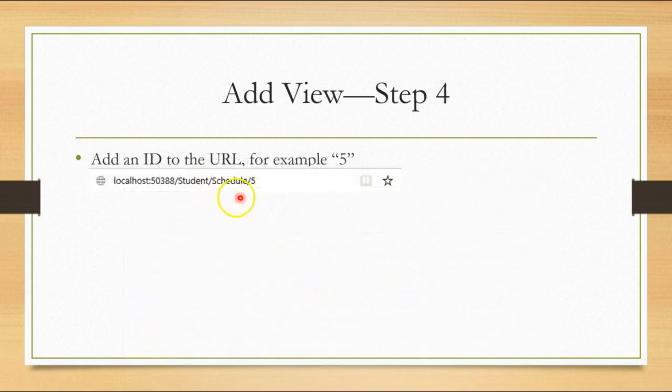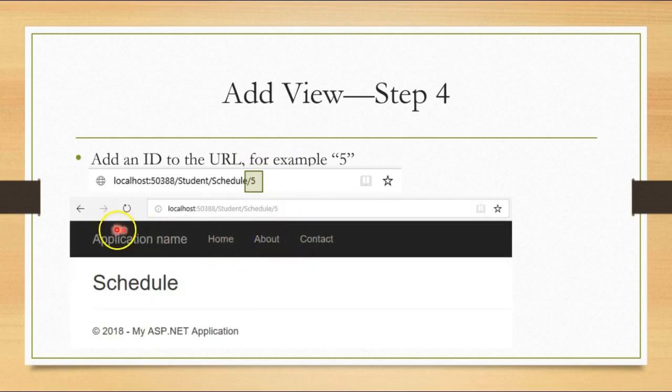Now let's just modify our URL. We'll put a slash, put any number you want. I'm going to put the number 5. We don't do anything with it anyway. So it doesn't matter as long as it's a number, as long as it's an integer number. Now after we run this, we don't get much, but we do get the word schedule. So we can see that it did work.